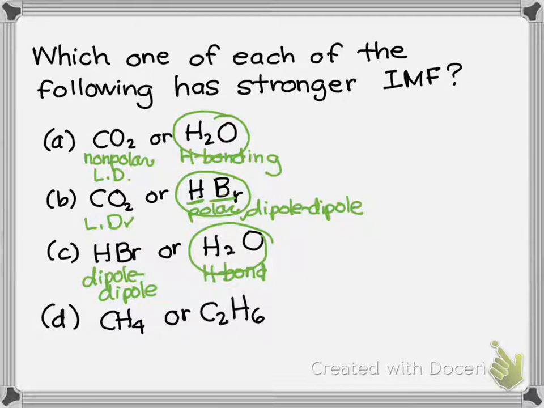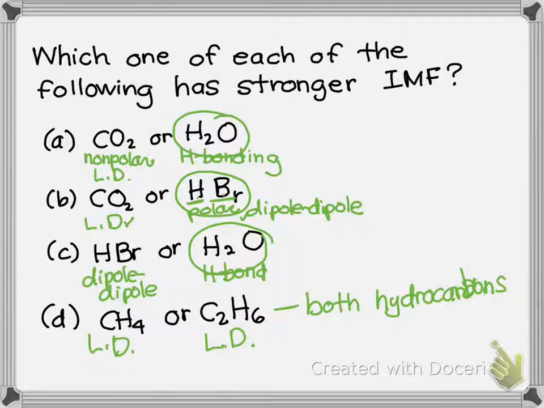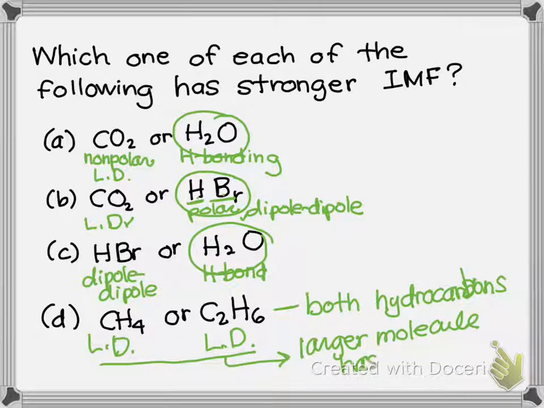And then letter D, I included on purpose. These are both hydrocarbons. And hydrocarbons, I've memorized, are nonpolar molecules. So this would be London dispersion and London dispersion. And so then you think, well, how would I know which is stronger? If they both have the same force, then as a general rule, the larger molecule has stronger forces. And so that means the one with 2 carbons and 6 hydrogens would have stronger intermolecular forces than the CH4.